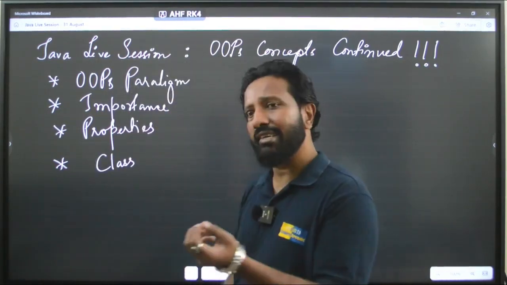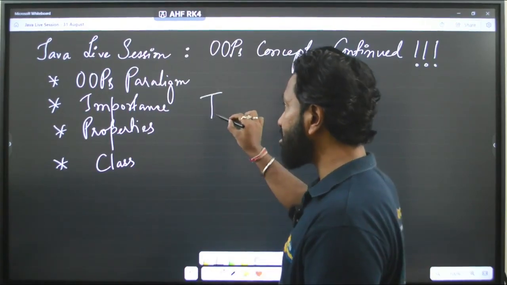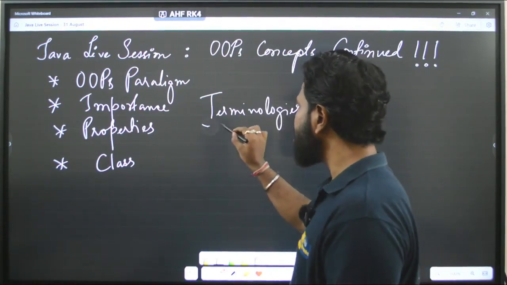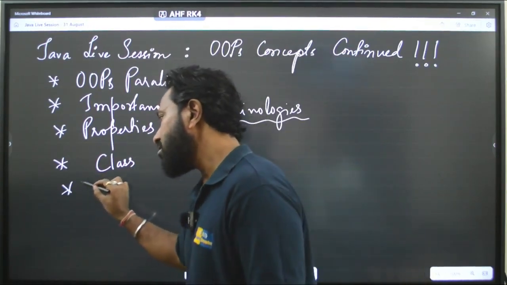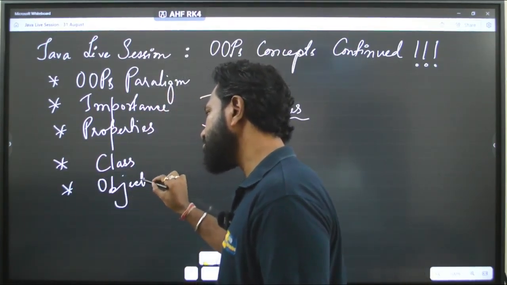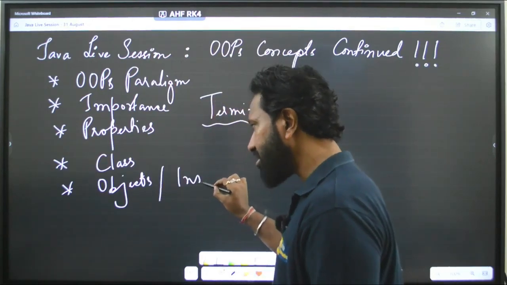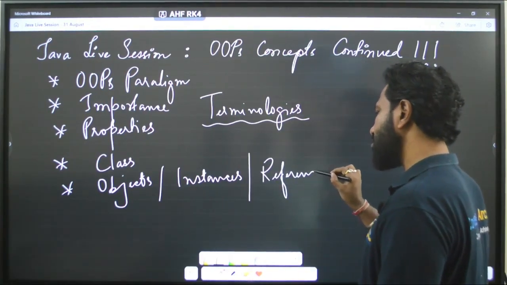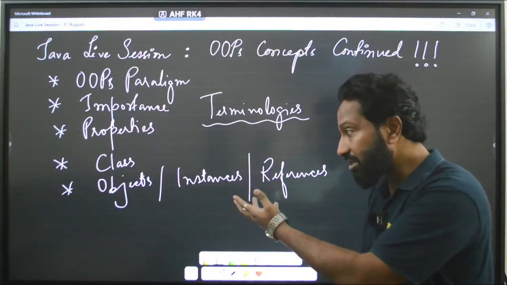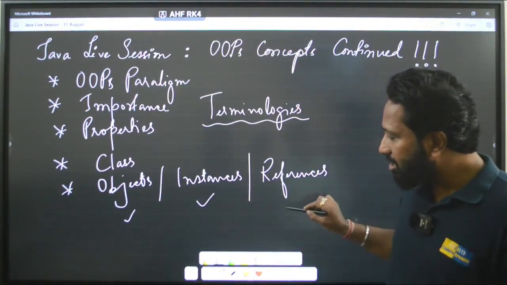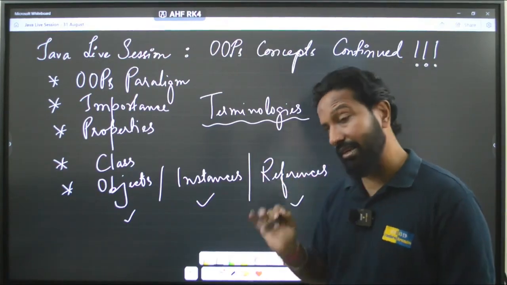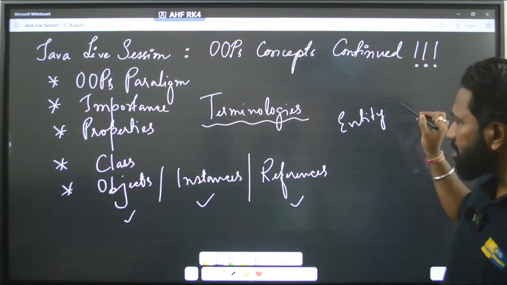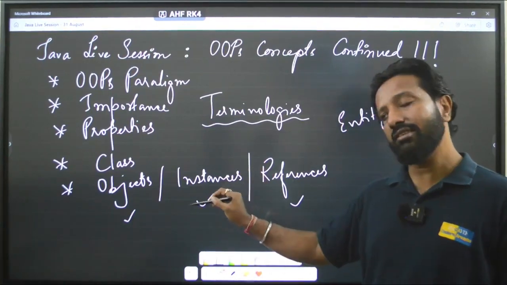Let's talk about them as entities or terminologies that we learned. These are the terminologies that we learnt. We learnt about classes, objects, instances, and references. Guys, all this that we are seeing here, object, instance or reference, are absolutely the same thing, the same entity. It can be called an object, an instance, or a reference.